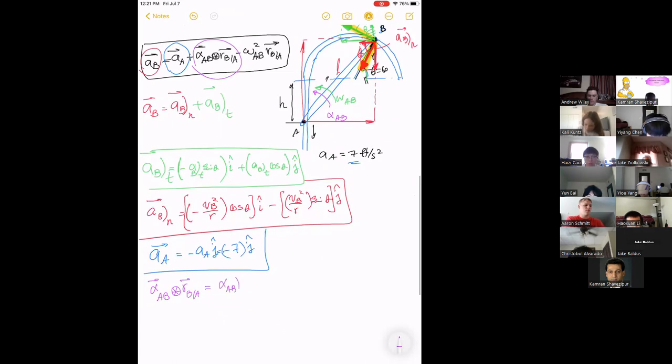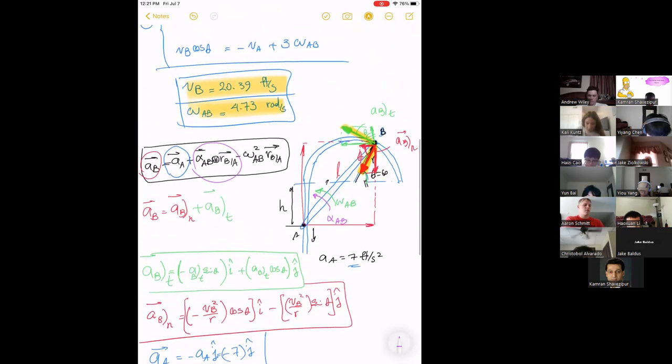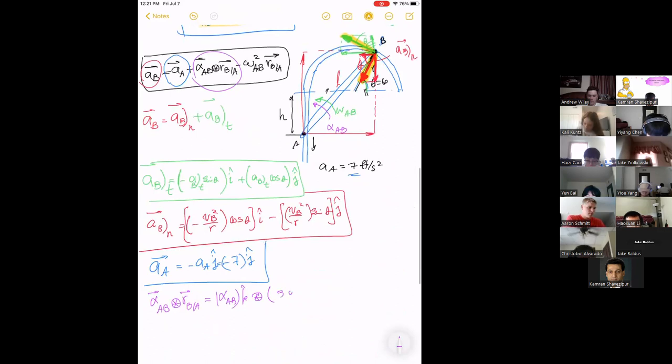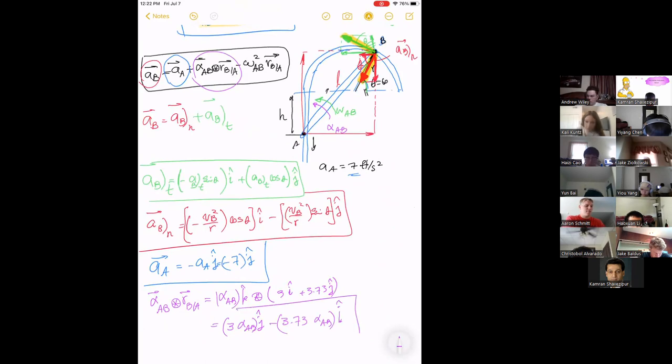Alpha AB times K, cross product of RBA, which was 3.73i plus 3j. And this is going to give you 3 alpha AB J minus 3.73 alpha AB I. And this is this.